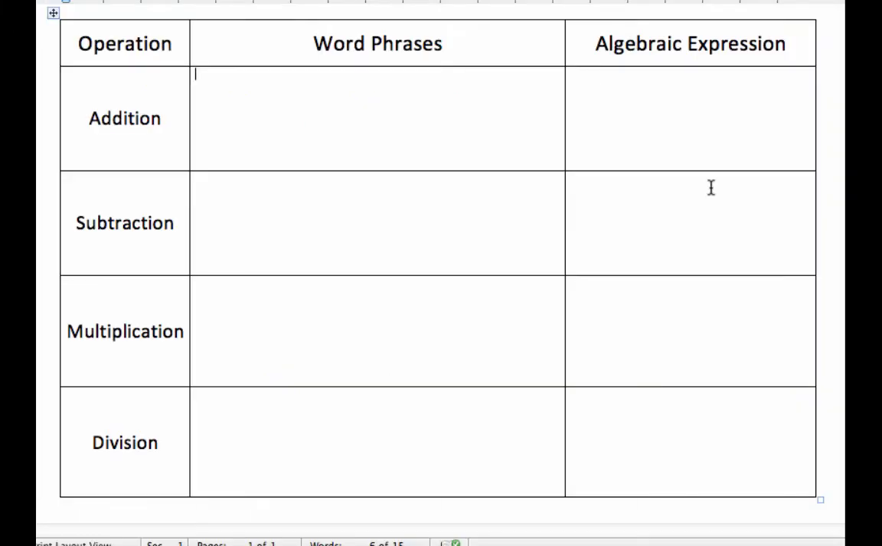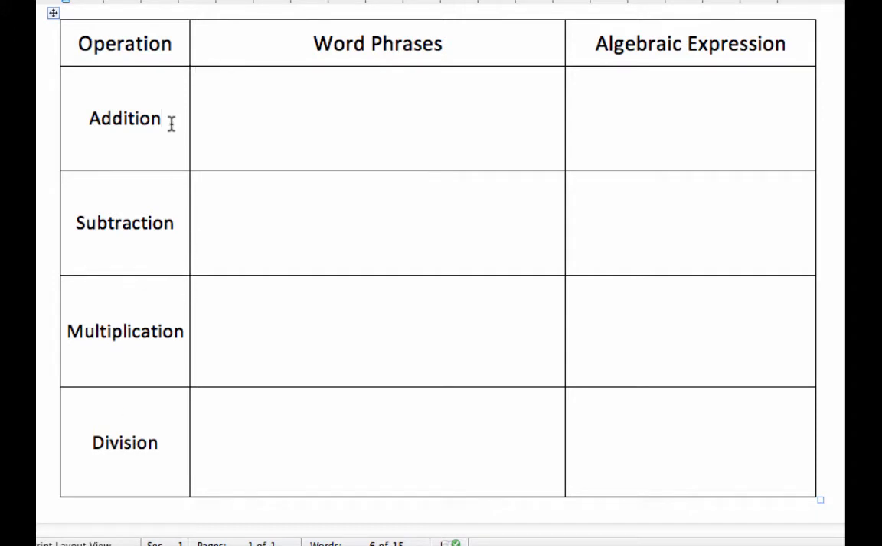First, you need to get out your table that I handed you in class. It has the operation at the top, word phrases in the middle, and the algebraic expression on the right-hand side. I want to look at the operations column. We have addition, subtraction, multiplication, and division. Underneath each one of these, we're going to write what type of operation it is.